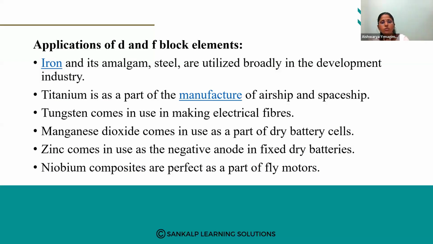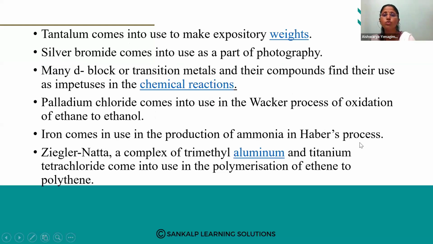Manganese dioxide is used in dry battery cells. Zinc is used as a negative anode in batteries. Niobium compounds are used in jet engines. See, these are the applications. Tantalum is used to make explosive bait. It is also used in photography. This you have studied in basics.